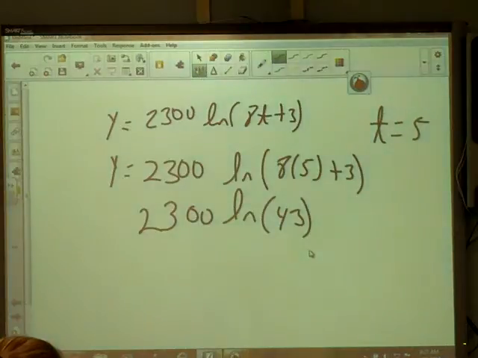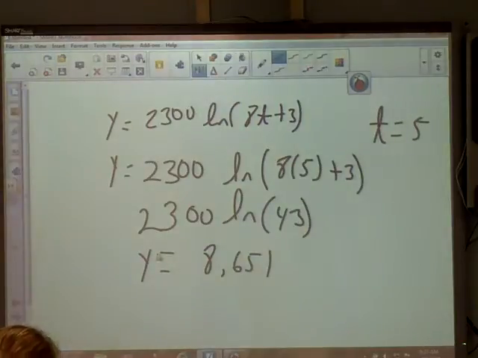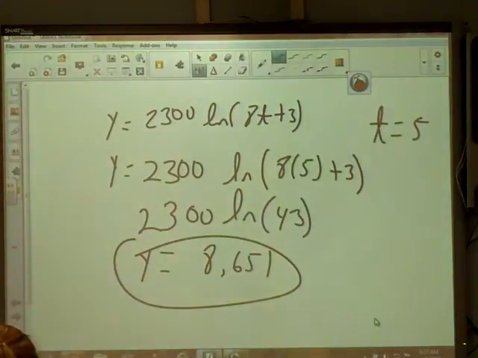What I did, and you can do it differently if you trust your button pushing skills, I still was pushing buttons, but I did the natural log of 43 and got an answer. Then I multiplied it by 2300 and got an answer, just so I was a little bit more careful. It said to round to the nearest whole number. So after 5 years, they had, is it sold or made? They had sold 8,651 chainsaws. Is that what y'all got? Good deal.